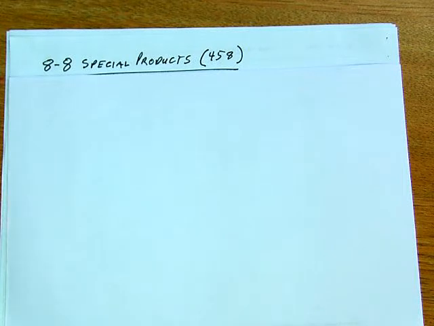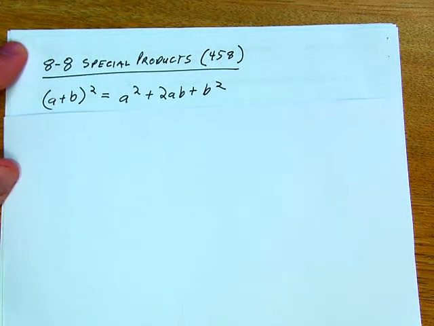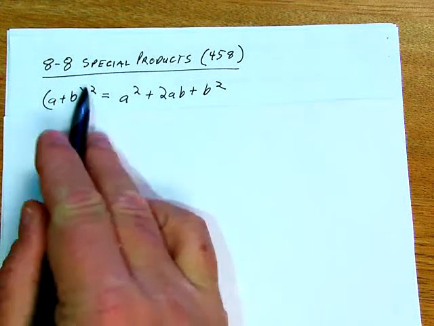All right, let's do section 8.8, special products, page 458 in your book. Special products that we want to look at first is a square of a sum. We've got a plus b, and then we're squaring it.